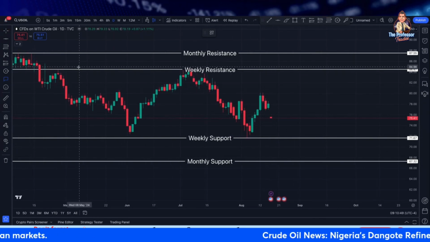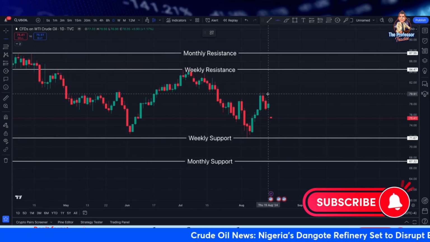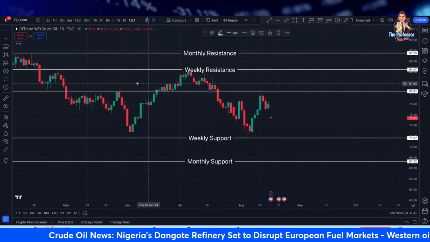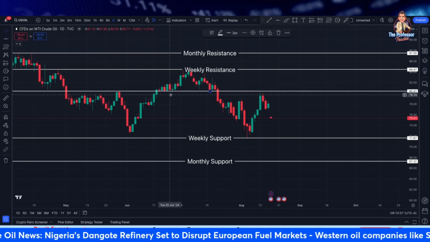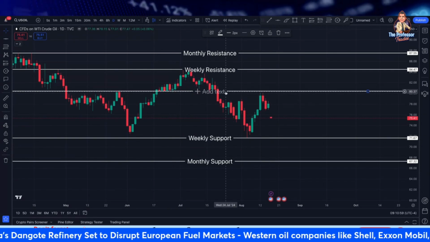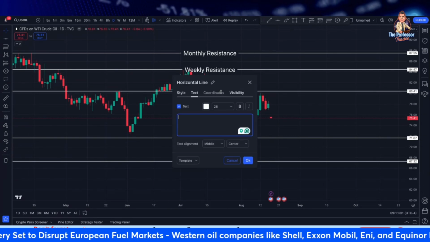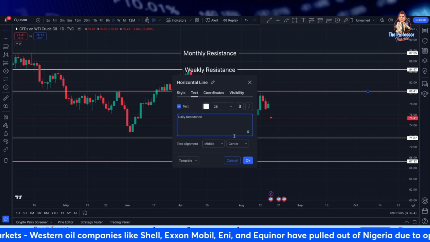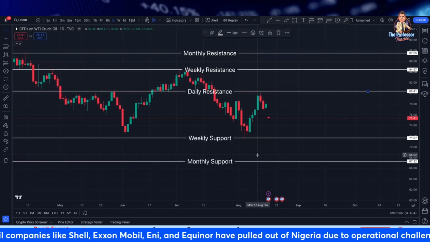That being said, let's take a look at some of this daily support and resistance. You can see the resistance here, the resistance here, and the support right here. What we want to do now is mark this as daily resistance. Hopefully you are marking up your chart.